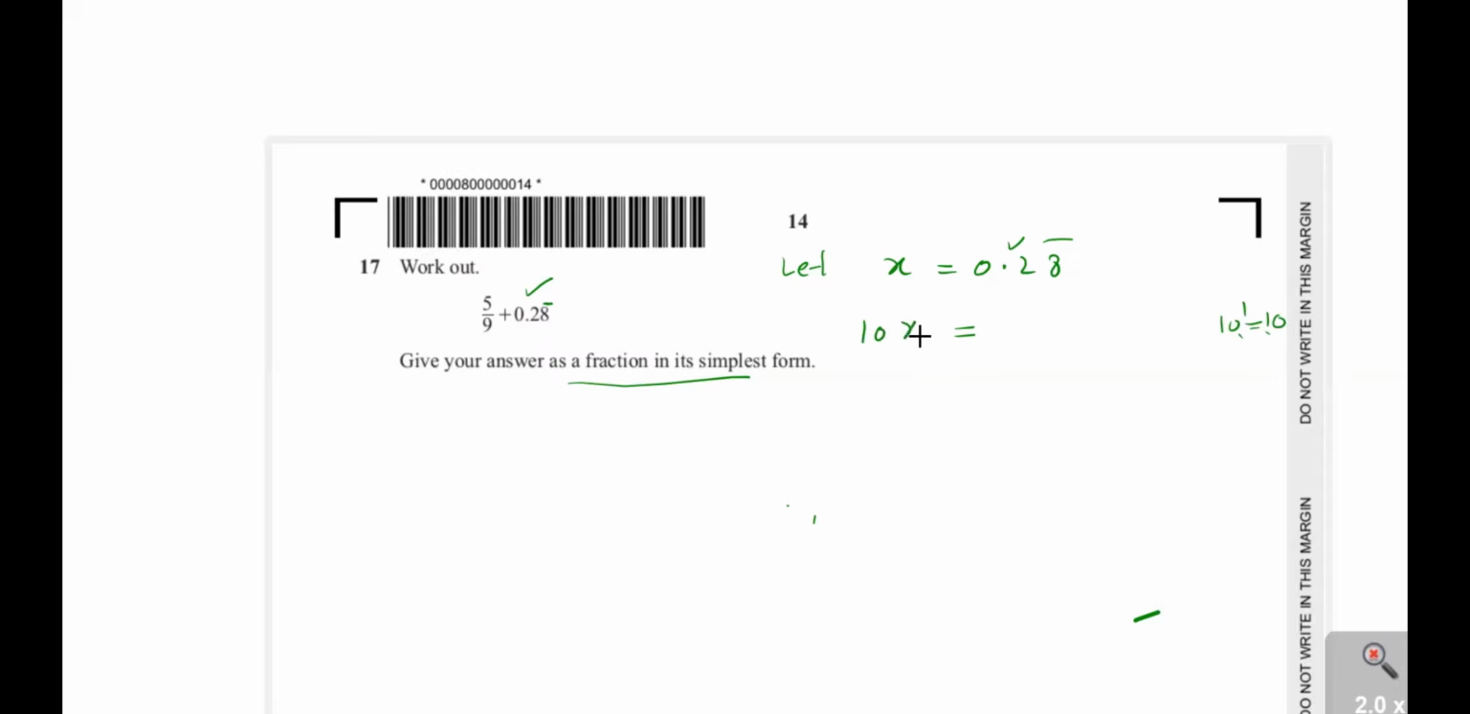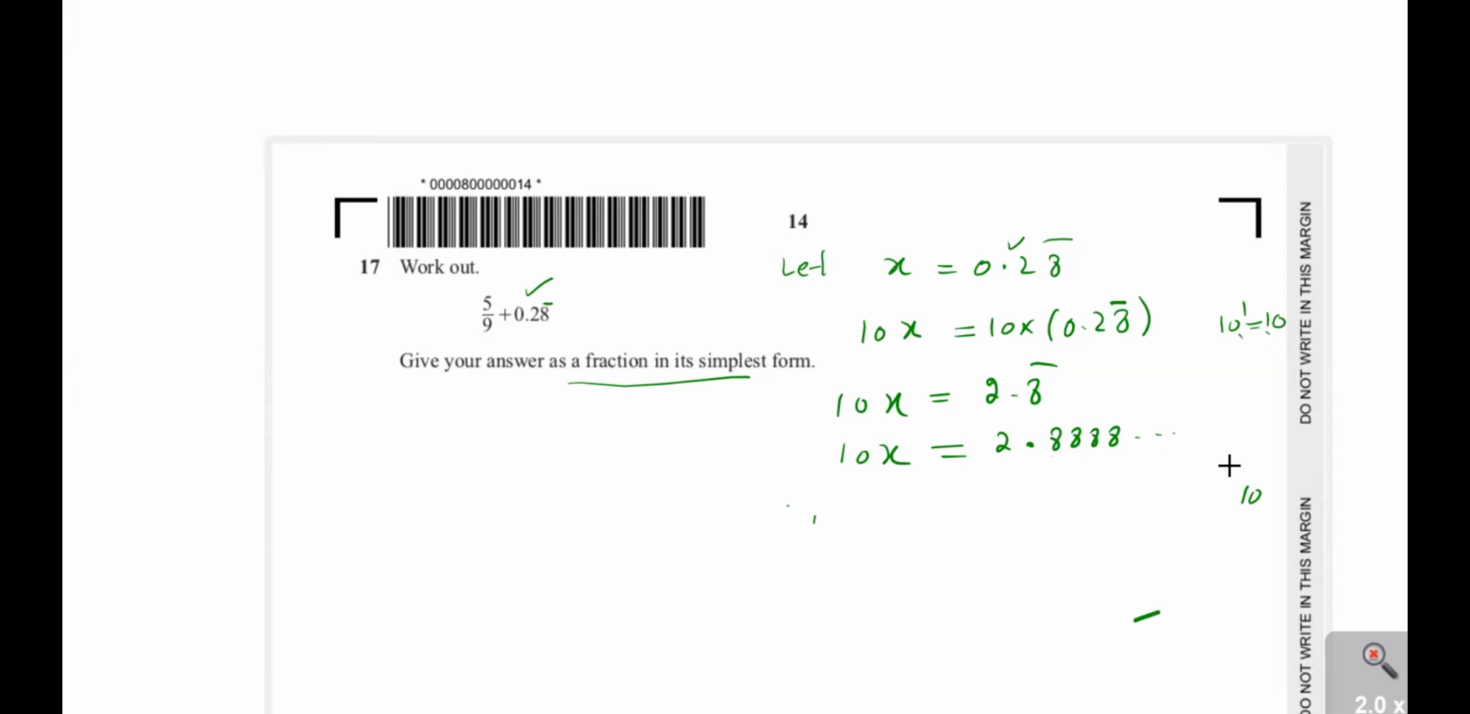We get 10x equals 10 multiplied by 0.28 recurring. This value becomes 2.8 recurring. 10x equals 2.8 recurring. We can write this as 2.888. And after converting this recurring decimal, we will multiply again this value by 10 to the power of the number of repeating digits.